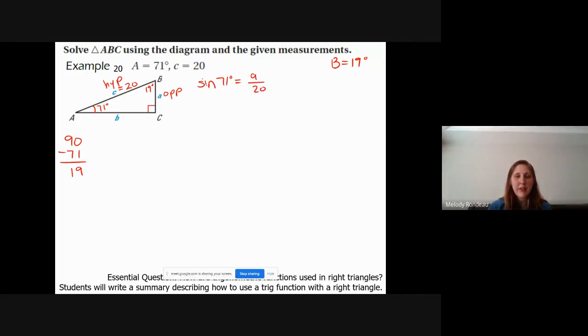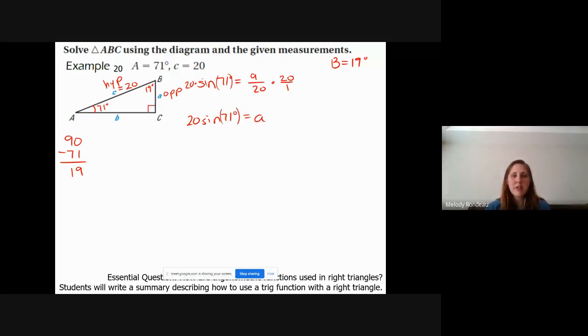To solve that, I did a lot of cross multiplying last time. This time I'm going to do just a more traditional solve. I'm going to multiply by 20 on both sides, and fill in those parentheses. All right, so I have 20 sine 71 degrees is going to equal my A.